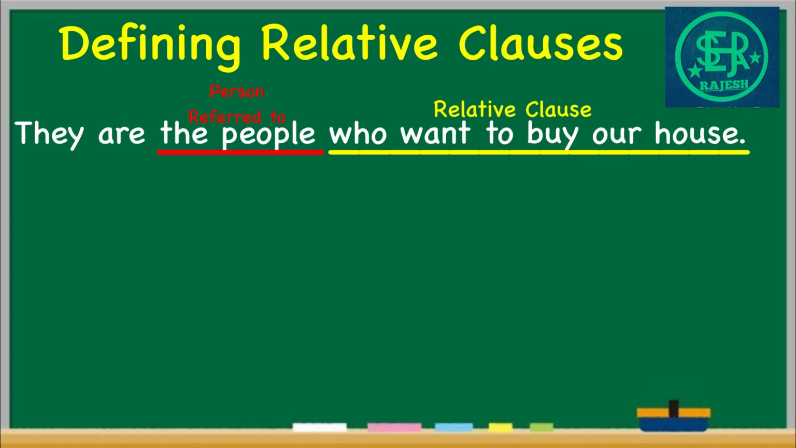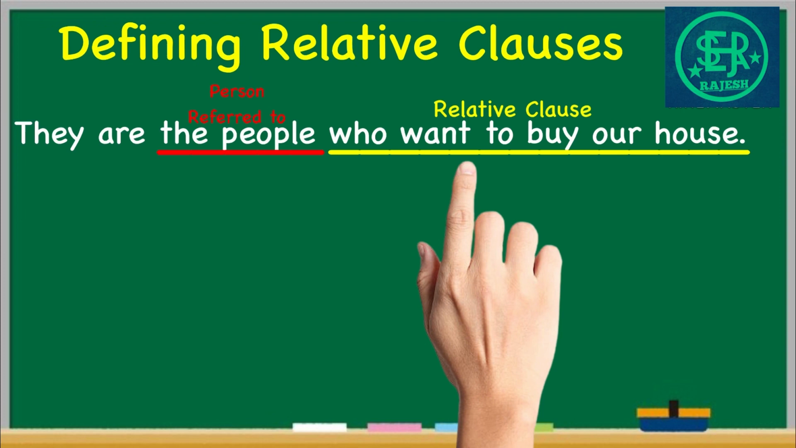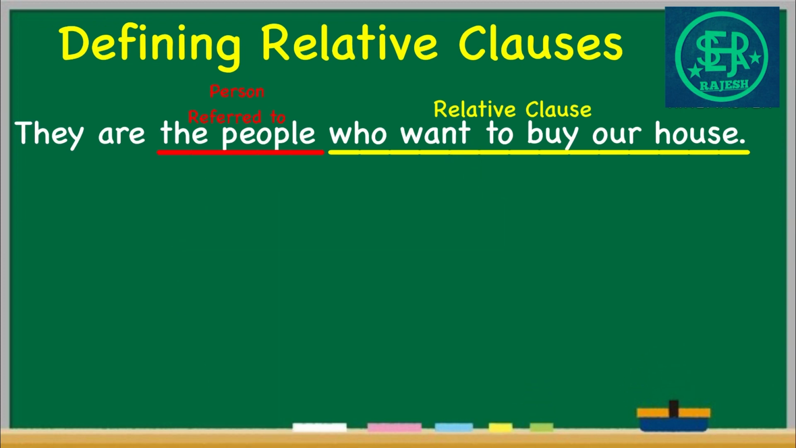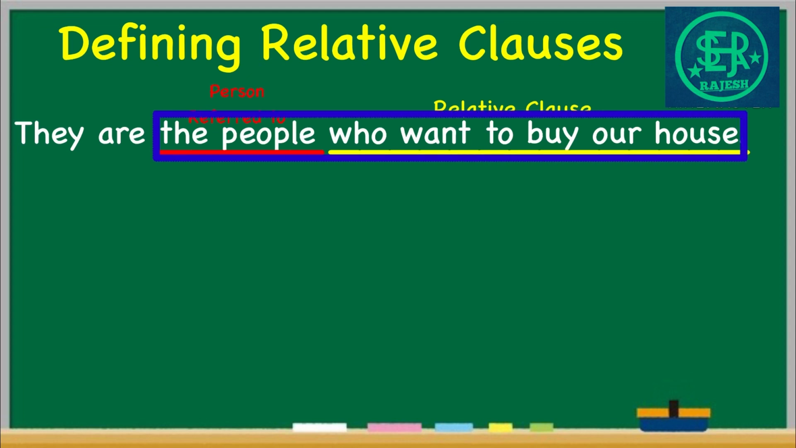We use defining relative clauses to give essential information about someone or something. Information that we need in order to understand what or who is being referred to. A defining relative clause usually comes immediately after the noun it describes.